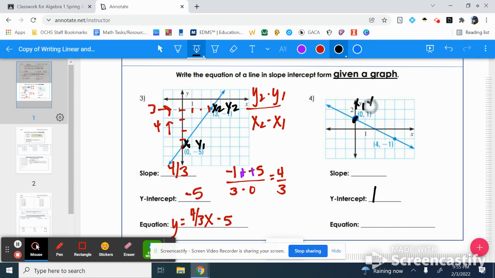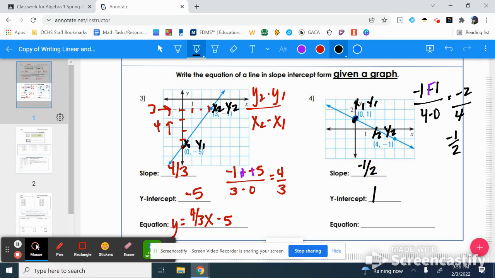Here's x1, y1, x2, y2. So I have -1 minus 1 over 4 minus 0. Again, a keep, change problem. This gives me -2 over 4, and I can reduce -2 over 4 to be -1/2.